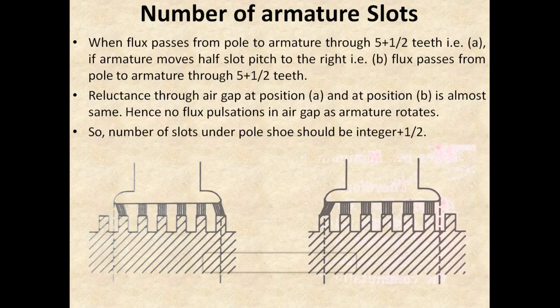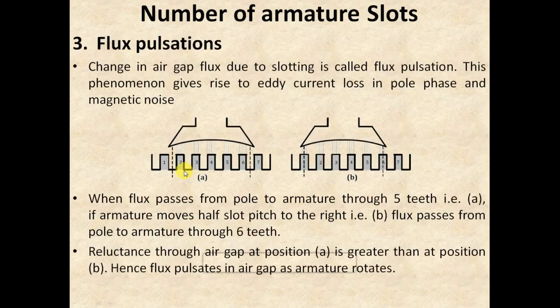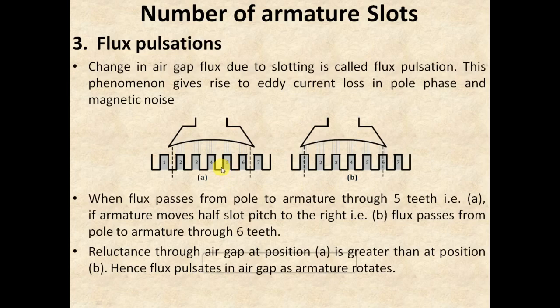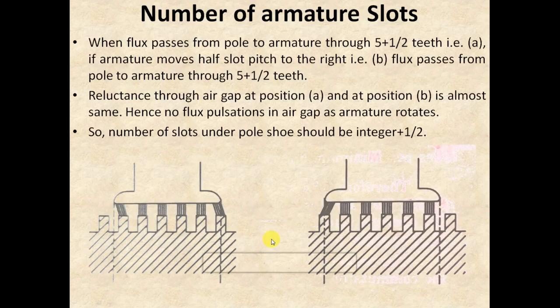half value. See, in this case we have taken the number of slots under the pole shoe as an integer, that is 5, while in this case we have considered the number of slots under the pole shoe as 5.5, which is an integer plus half. So comparing with this case, there is no change in reluctance when the number of slots under the pole shoe is an integer plus half. As there is no change in the reluctance, definitely there won't be any change in the flux, that is, there will not be flux pulsations.